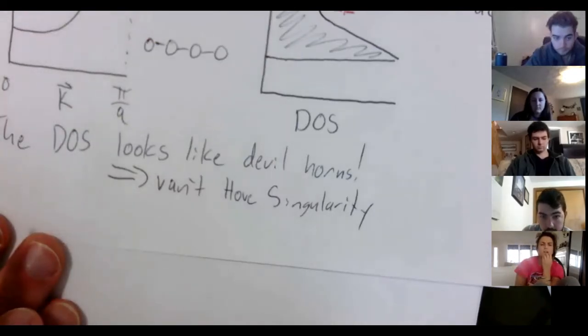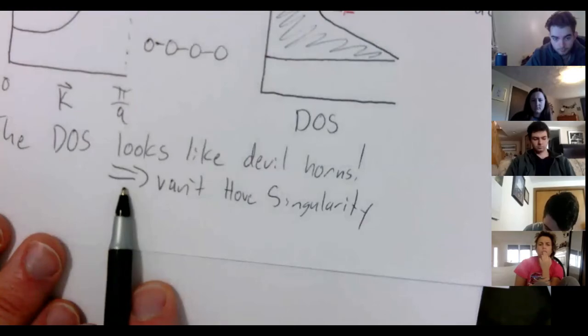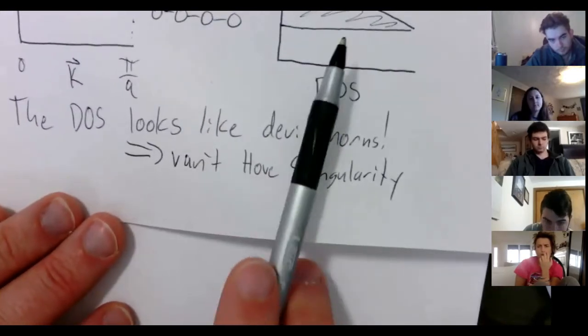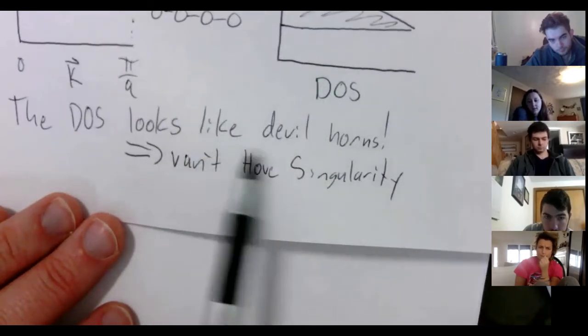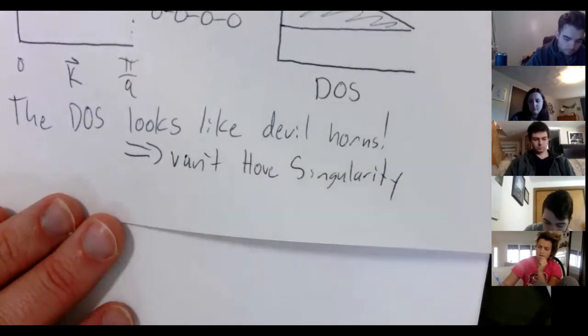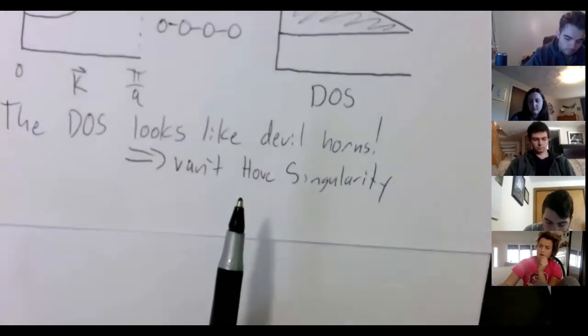What is that arrow? This? Yeah. That's just saying that those devil horns, these points right here, these are called van Hove singularities. Okay. Where the density of states shoots way up. Okay.